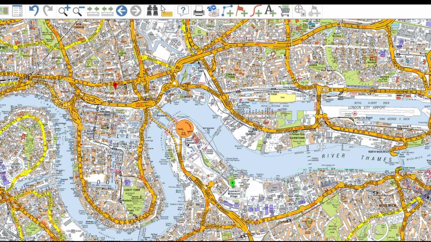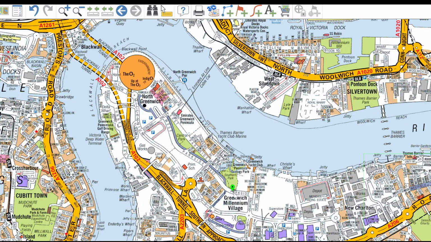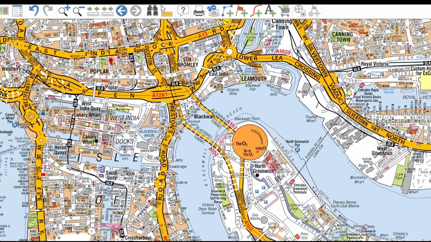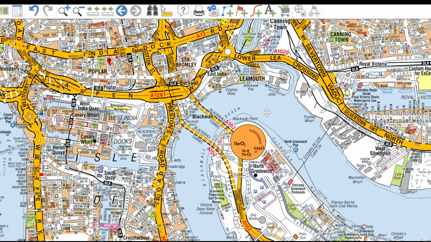Dear students, today we will draw a TFL topographical route. This route involves a Blackwall Tunnel. So let's start. This is our starting point, which is a green marker, and here is the end point, which is a red marker.